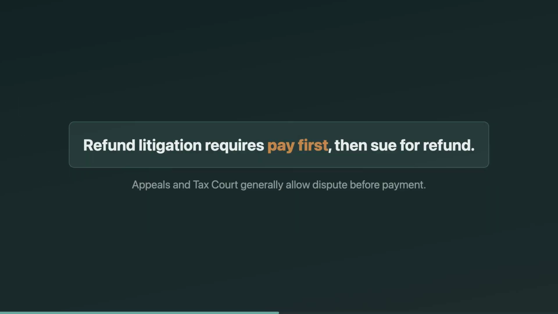Now the pay first rule. If you choose IRS Appeals, you generally don't have to pay the contested tax first. Same idea for U.S. Tax Court. You're disputing before paying the deficiency. But if you skip those and go to refund litigation, you must pay first, then sue for a refund in District Court or the Court of Federal Claims. That pay first distinction is a classic EA exam trap.